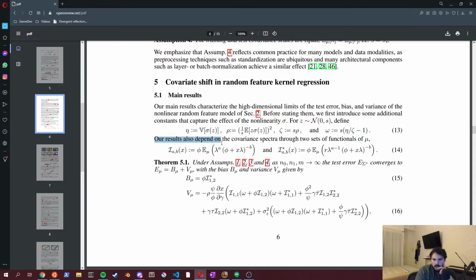Our results also depend on the covariance spectra through two sets of functionals of mu. I a b of x is phi times the expectation value of mu, lambda a, phi plus lambda x to the minus b, and I star is the same thing, but with an r in there, and a goes minus 1.